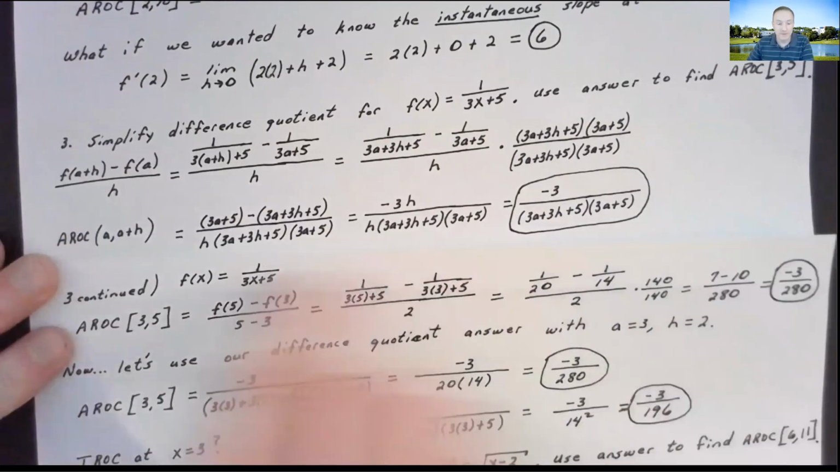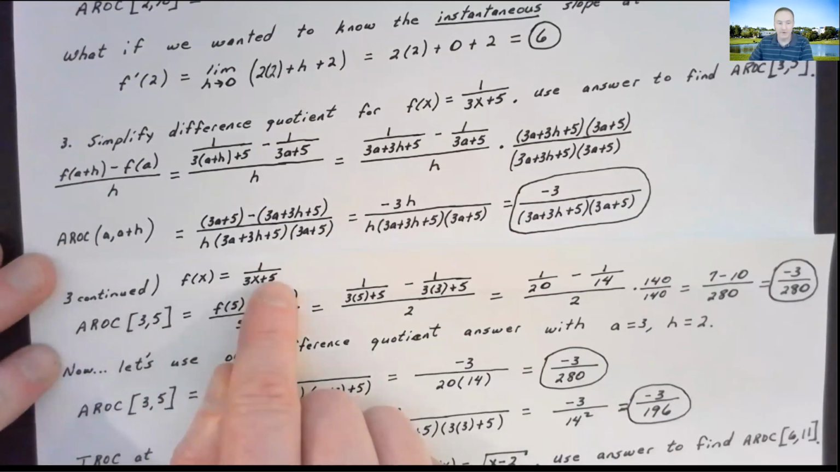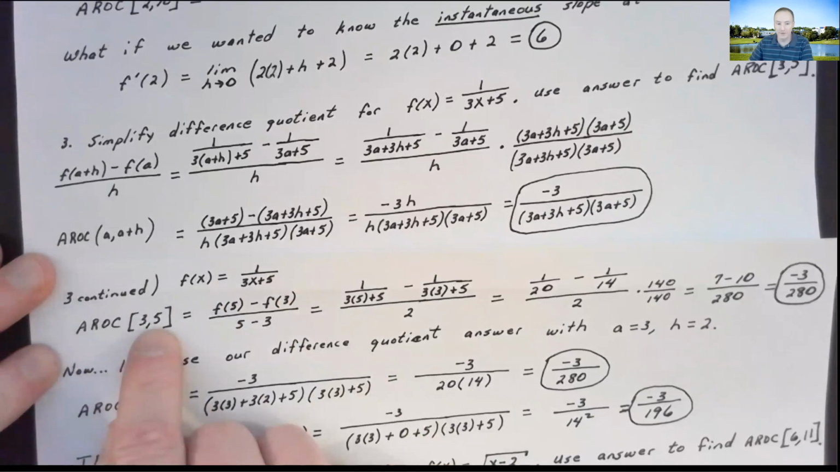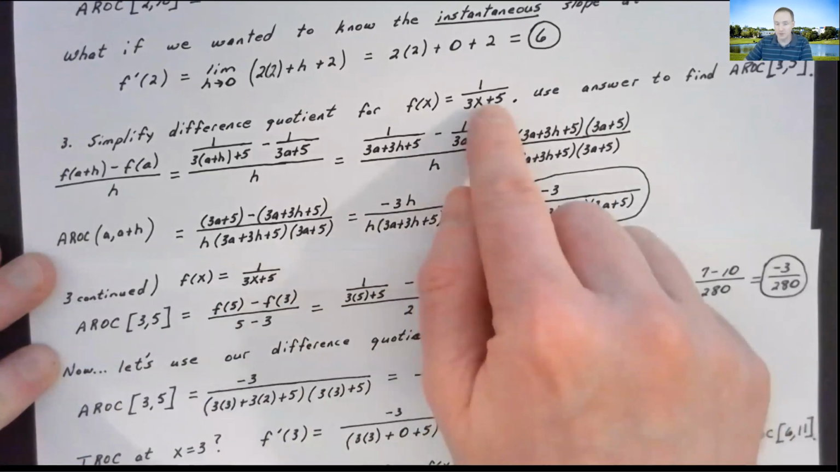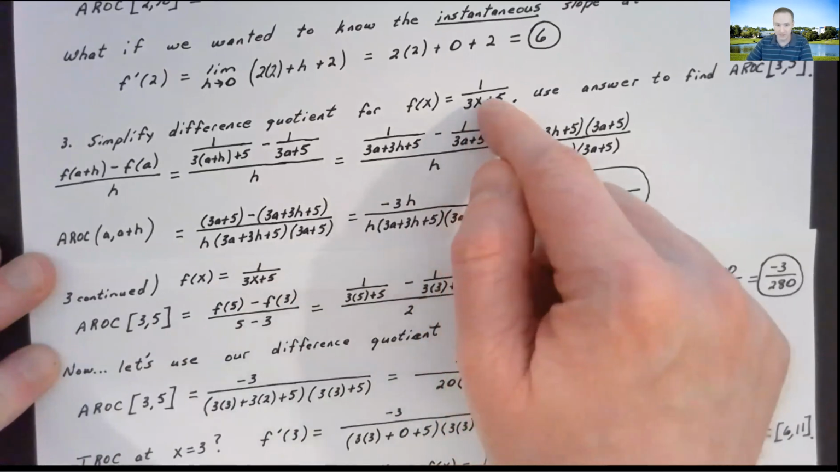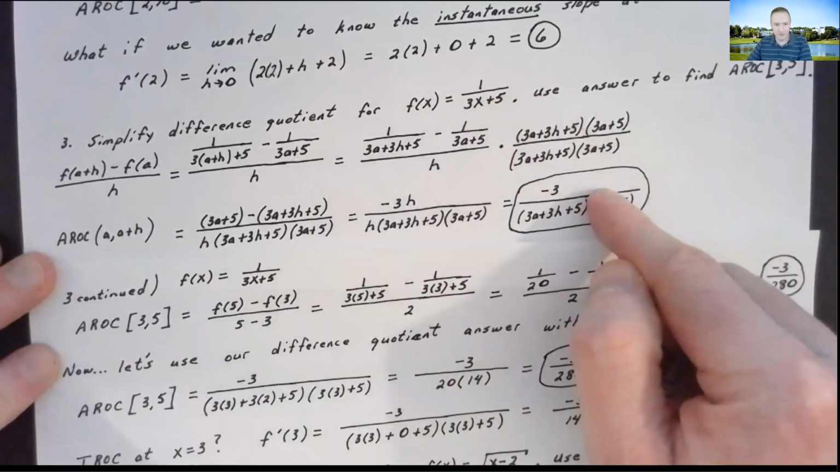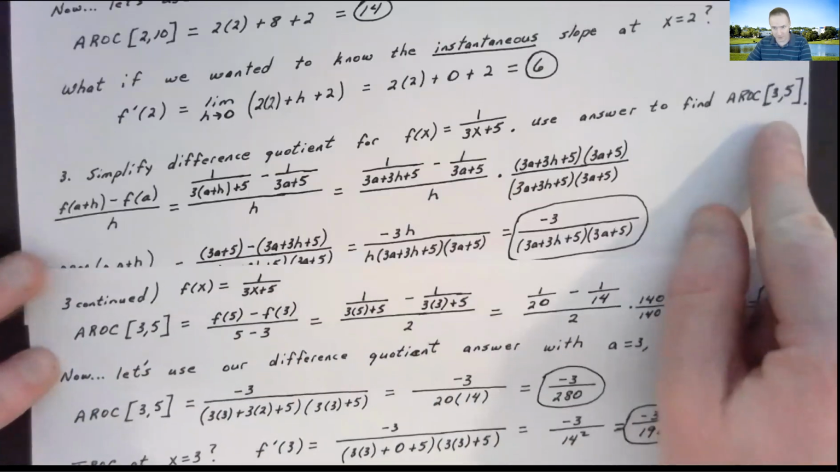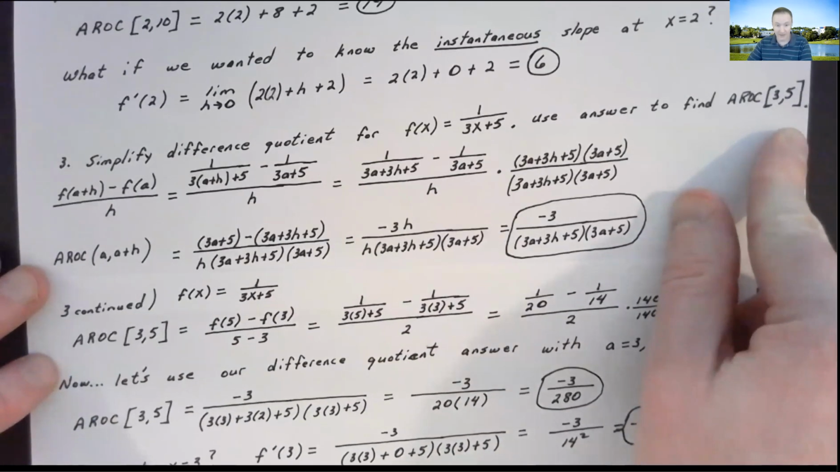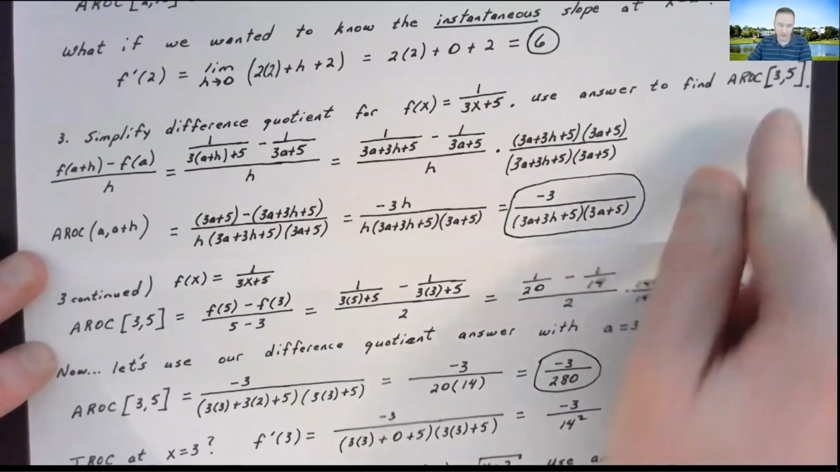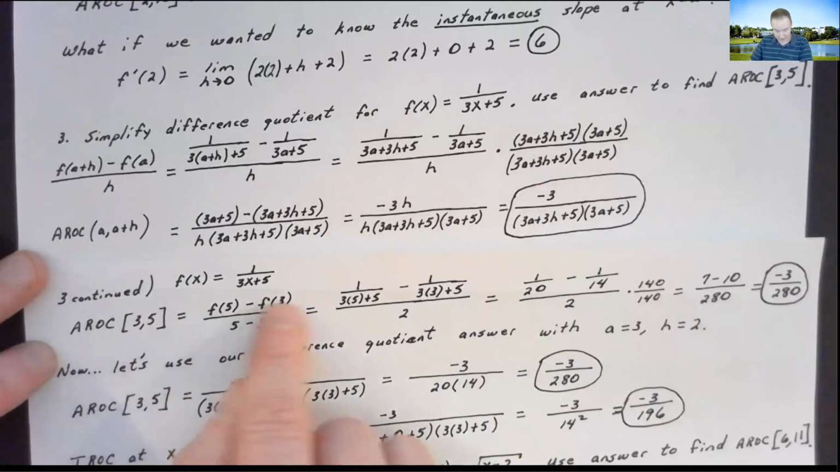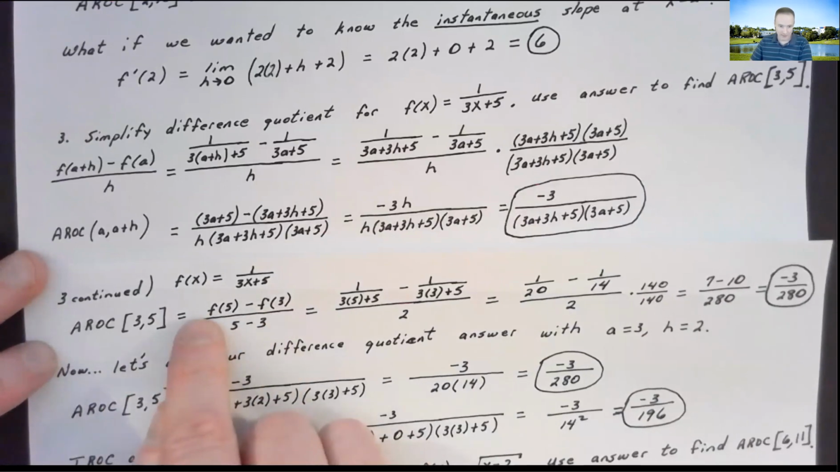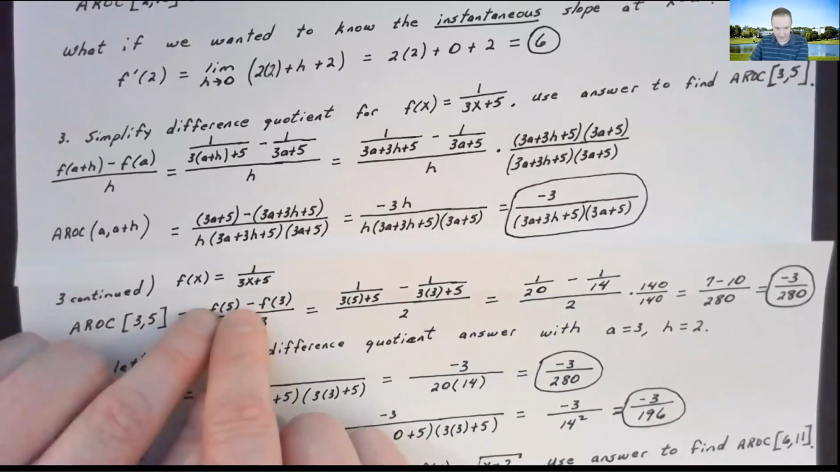So on this page, I'm still working with that same function. Now I'll use the formula in a minute, but this is just using the base function. What if I don't want to use the formula and I want to find the average rate of change from 3 to 5 without depending upon that formula? Well, I could always go in and say it's just f of 5 minus f of 3 divided by 5 minus 3.